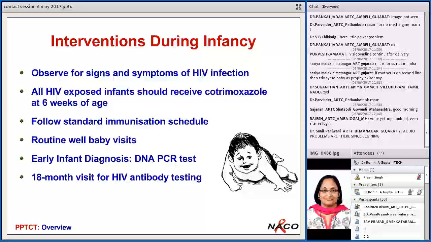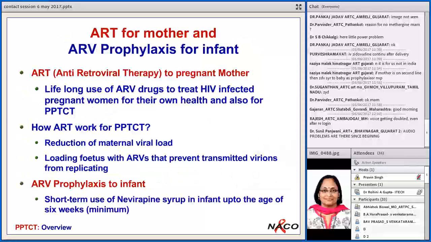for the HIV antibody test. This 18 months test is not final if the mother is breastfeeding. So the last test would be 6 weeks after stopping breastfeeding. So if the mother is breastfeeding beyond 2 years, then the last testing will be done 6 weeks after breast milk is stopped. What about ART for the mother and ARV prophylaxis for the infant?